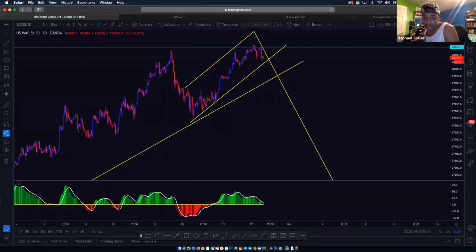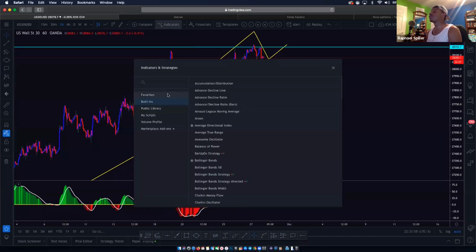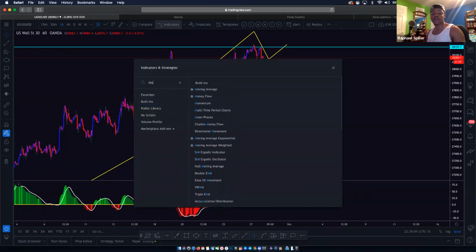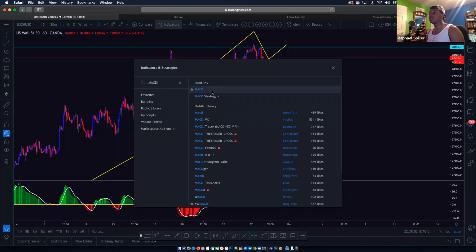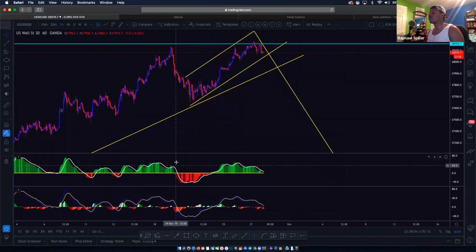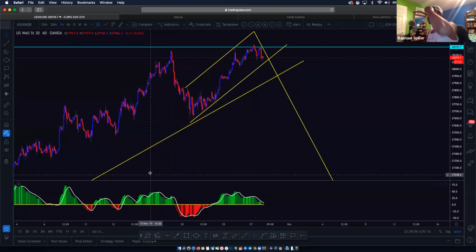No, a flag is not the same as a channel. A flag is a flag and a channel is a channel. Yes, I mark up my support and resistance as well. To add indicators, all you do is click indicators and add them. So if you wanted to add a MACD, you would add a MACD and just click on it. Add the MACD. That's all you do.